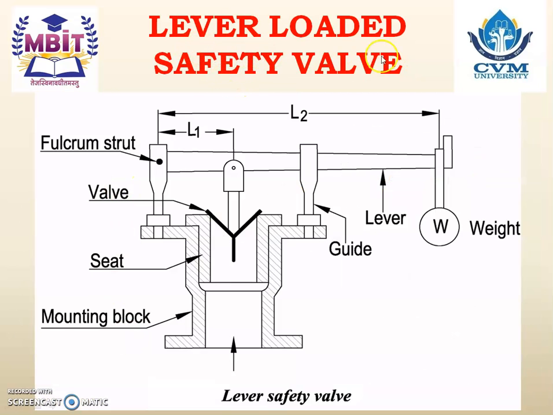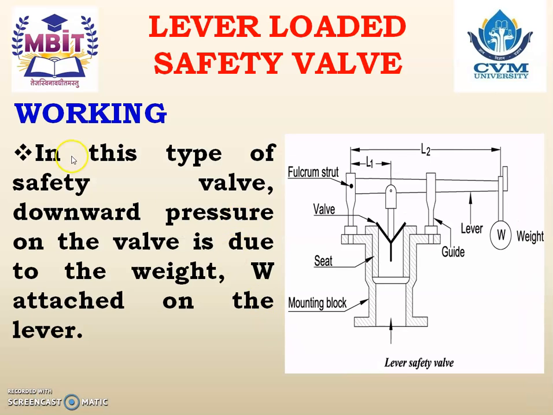Next valve is the lever loaded safety valve. So here the load is applied due to the lever, so the name is the lever loaded safety valve. You just see here, this is the valve and on the valve the lever is attached, and at the end of the lever one weight is there. So under the action of weight, the downward pressure on the valve is there and upward pressure is due to the steam. In this type of safety valve, downward pressure on the valve is due to the weight W, which is attached on the lever.